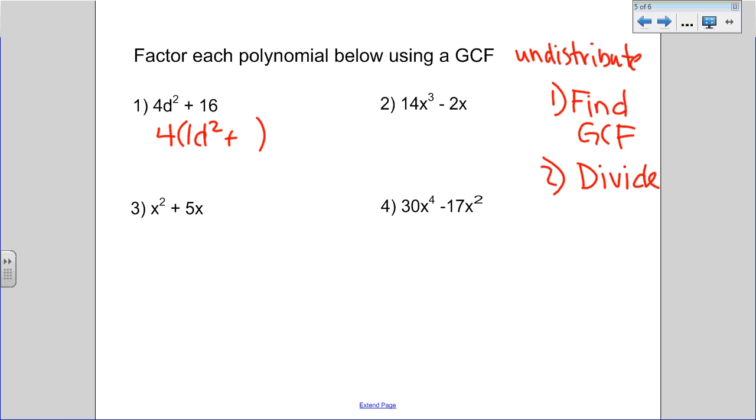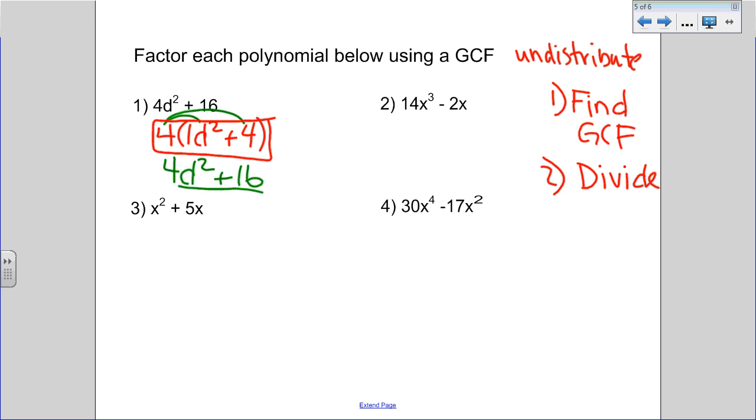What's 16 divided by 4? 4. Now would we have to write 1d squared? No. But do we all understand now how we're getting this 1? Yes, ma'am. 4 divided by 4 is 1. Now if I take this and multiply it out, what's 4 times d squared? 4d squared. What's 4 times 4? 16. Does that match what we started with? Yeah. Beautiful. Perfect. But ladies and gentlemen, this is your final answer.